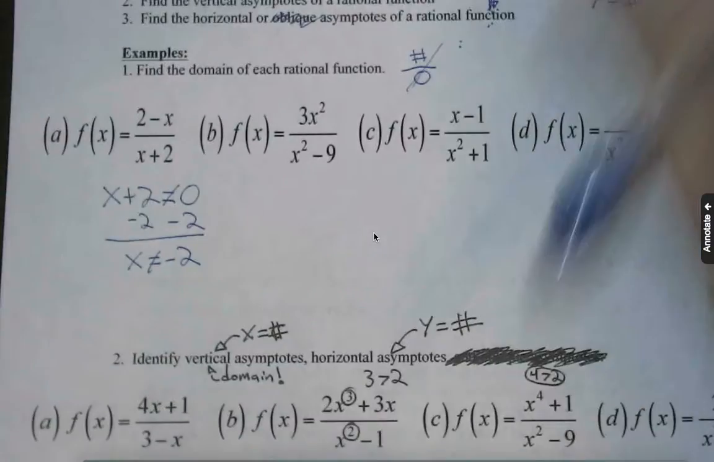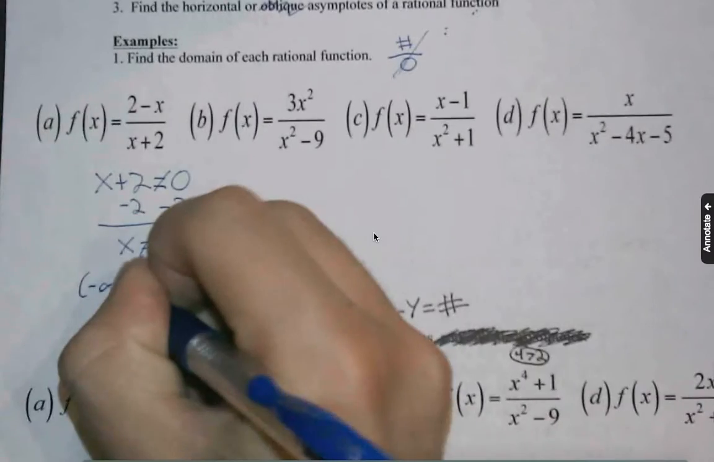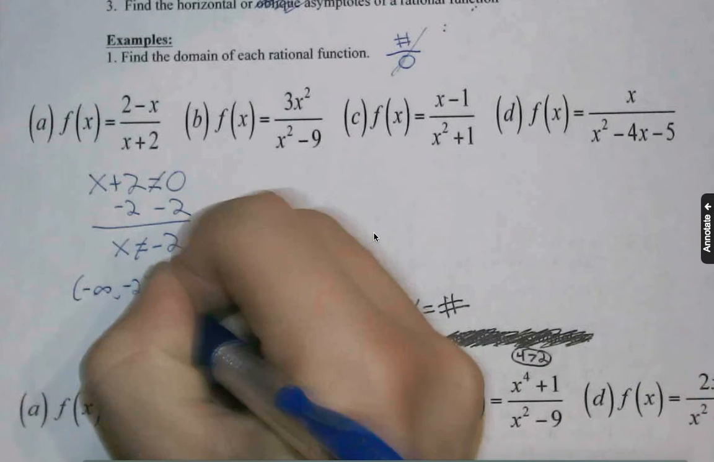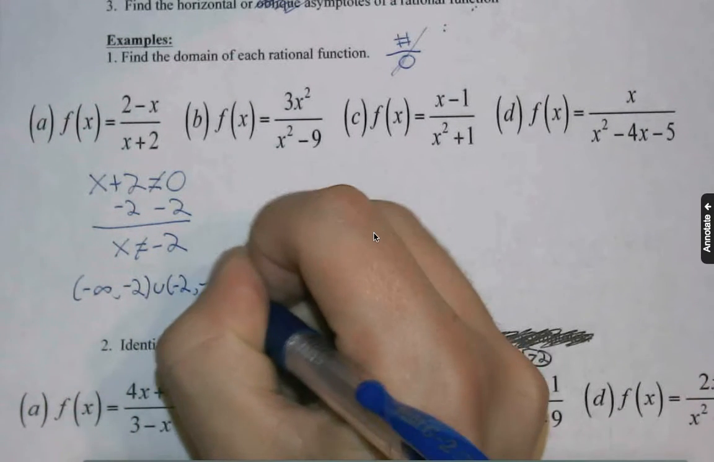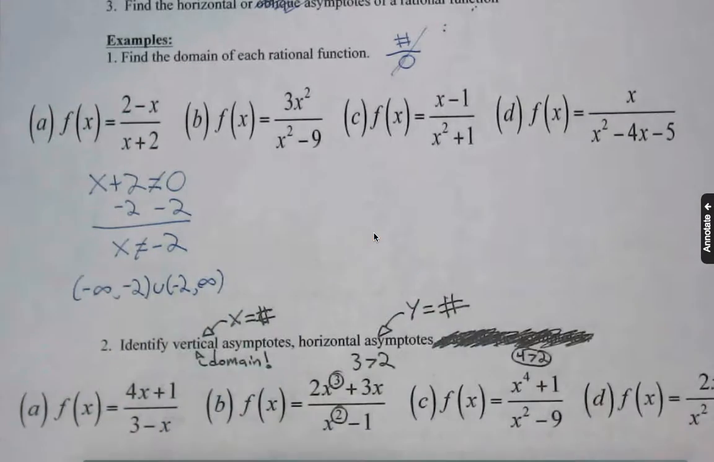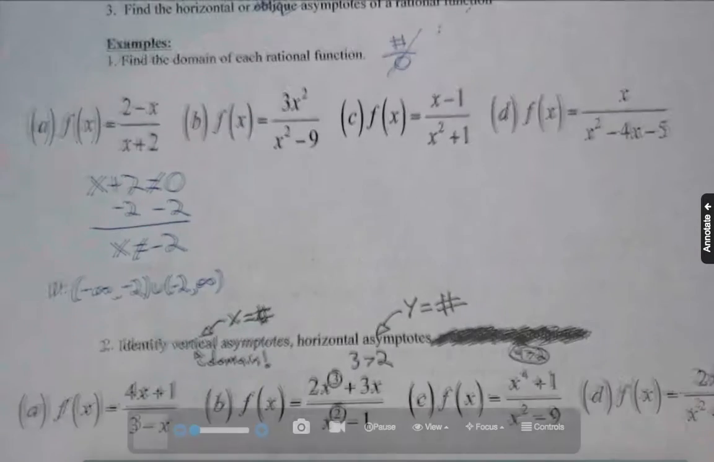So what does this mean? If we use interval notation, we want everything from negative infinity up to negative 2, but we want to skip negative 2 in reality, but then we want to keep it going to infinity. That's what this means. If you're not convinced, we can check the graph.